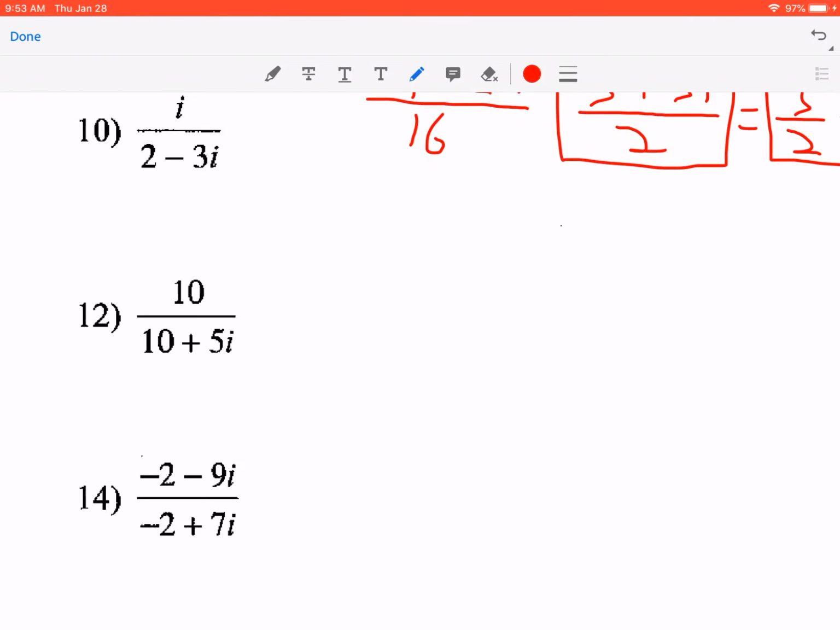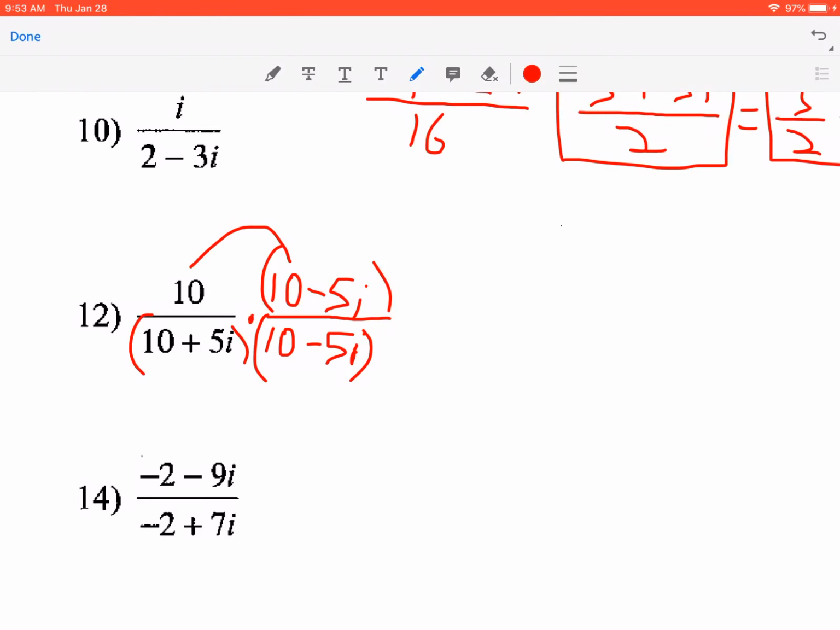All right, on number 12, what gets rid of 10 plus 5i? Got to do the conjugate. 10 minus 5i. Same thing on the top. I'd put them in parentheses. Okay, distribute. 10 times 10, 100. 10 times minus 5i, minus 50i. Right now, that's the best we can do.